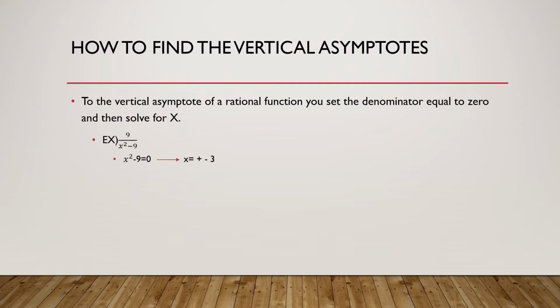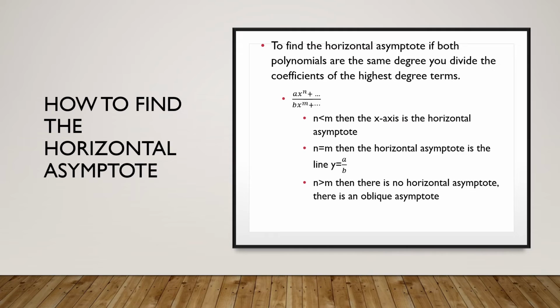Now for an example. When finding the vertical asymptote of a rational function, you will set the denominator equal to 0, then solve for x. So for this problem, you'll set x squared minus 9 equal to 0, and that gives x equals plus or minus 3. After you find the vertical asymptote, you will next find the horizontal asymptote.